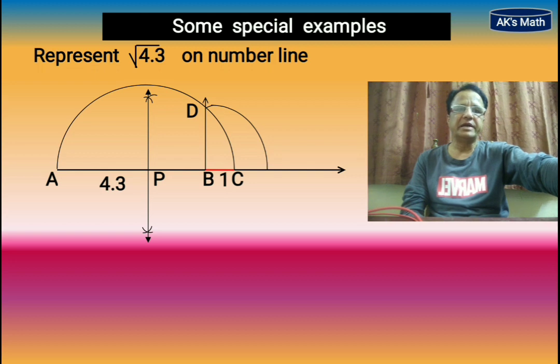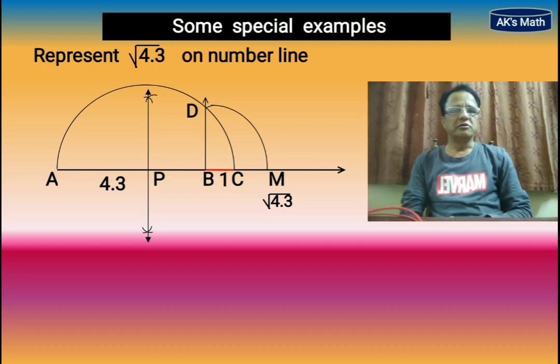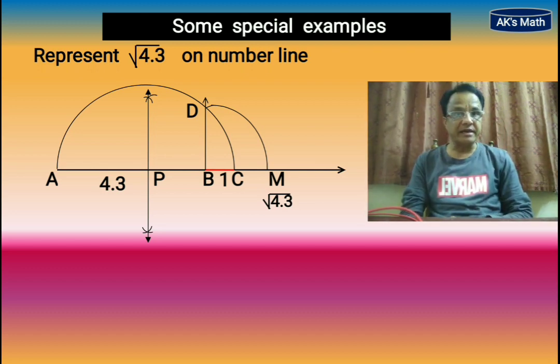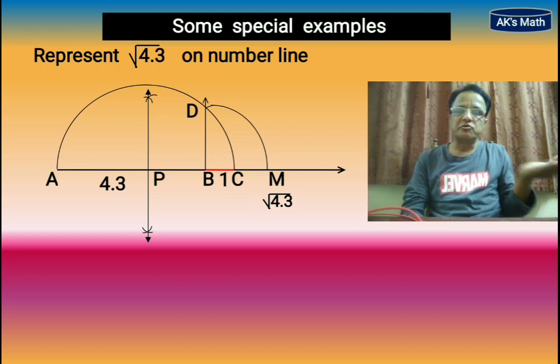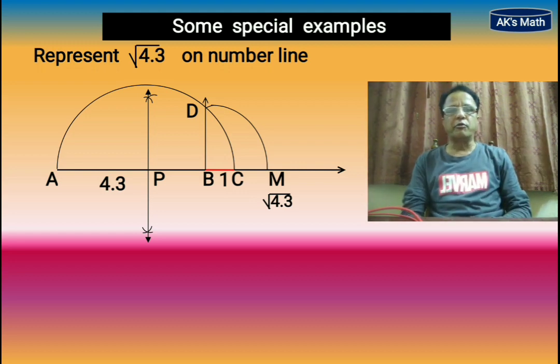And this point, suppose that it is M, represents root 4.3 on the number line, in which B is the first point. B represents 0, C represents 1. In the same way, that number line will start from point B and run in the direction of M. So M represents root 4.3 on this number line.